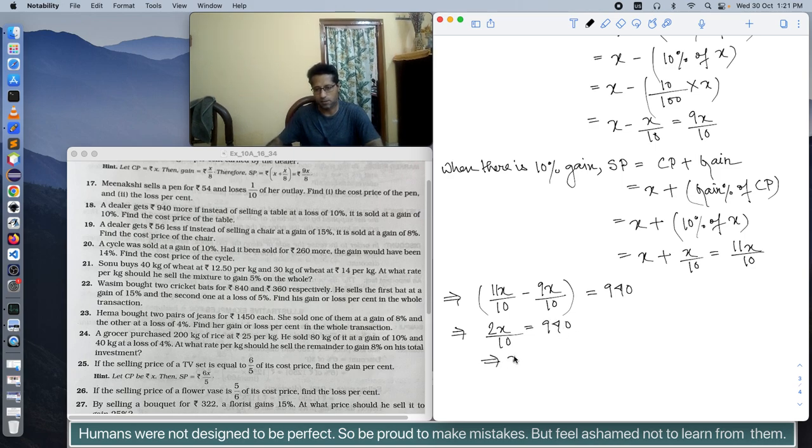This implies X is equal to 940 multiplied by 10 divided by 2. So this is equal to 2 divides 940 with 470. This is equal to 4700. So the cost price of the table is 4700.